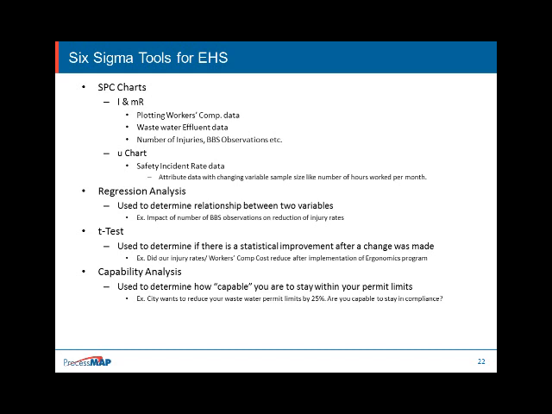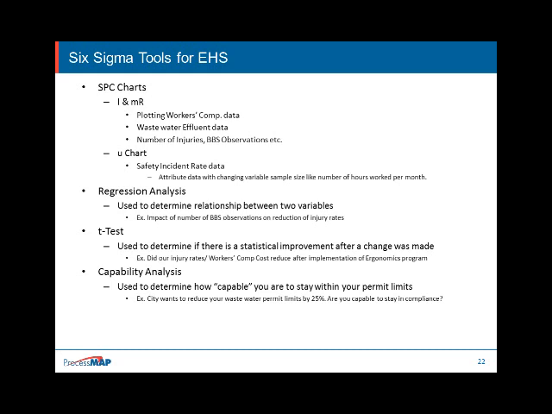If you're just plotting the number of injuries, not the injury rates, but the number of injuries, if you're just plotting the number of BBS observations, the individuals and moving range chart is the ideal chart to do that. For safety incident rates, you have to use what we call a U chart, okay?